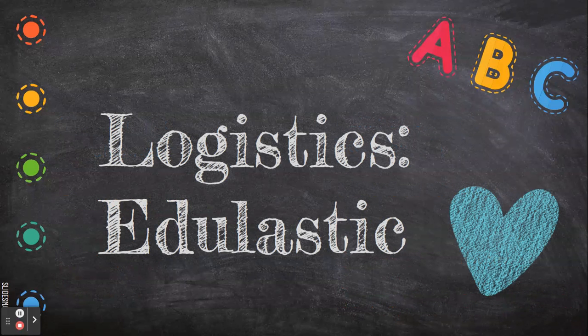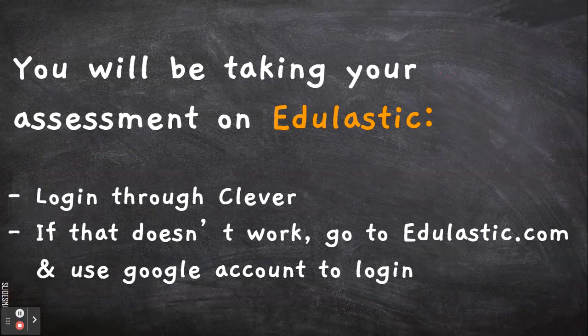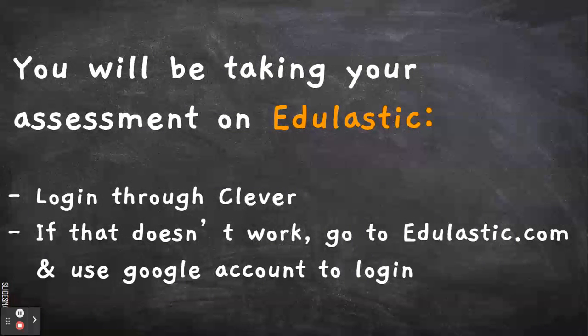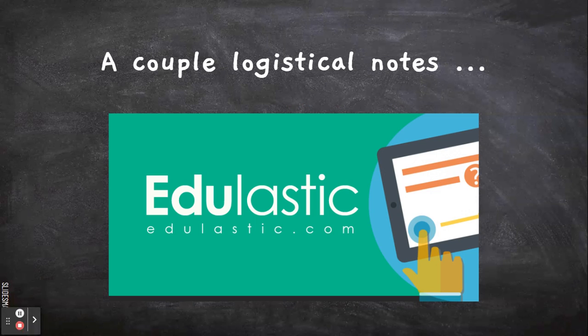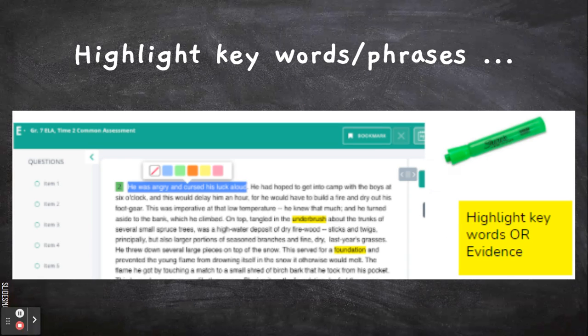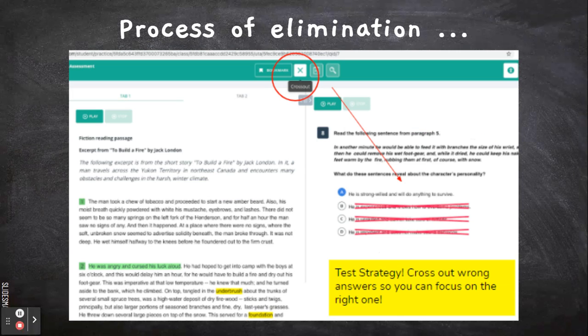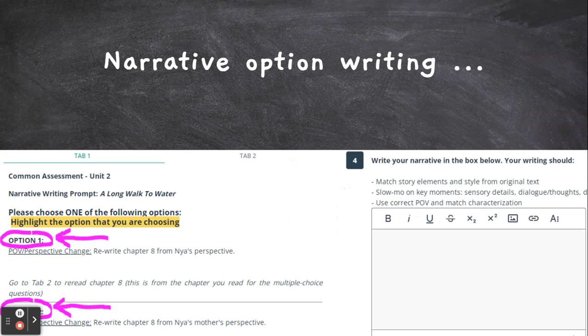Let's look at some logistics quickly for Edulastic. You're taking your test on Edulastic. You should know the platform. You can log in through Clever. If that does not work, you can, of course, go to edulastic.com directly and use your Google account credentials to log in there. Some notes on the logistics. You can use the highlighter tool, especially on those vocabulary questions. You can use the process of elimination tool to help you on the questions. And when you get to the narrative writing, that's at the end of the test, you'll see you actually have multiple options. You'll have 2 different choices. More on that later.